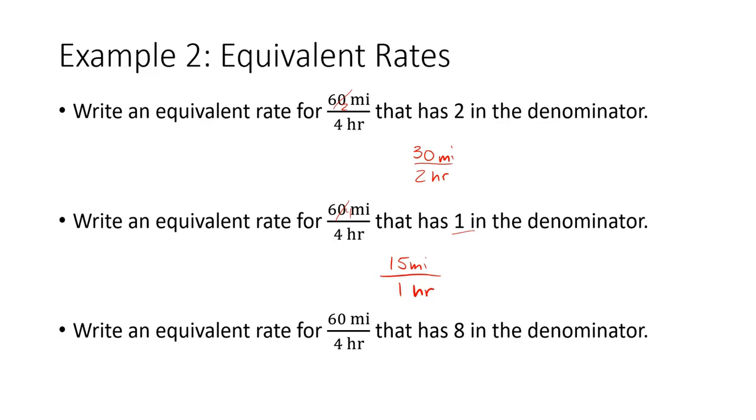If we want to write the same rate, but we have 8 in the denominator, well, 60 miles in 4 hours. If we multiply the top and bottom by 2, that will tell us we can go 120 miles in 8 hours. So we can convert all of these values by just multiplying or dividing by the same number, top and bottom.